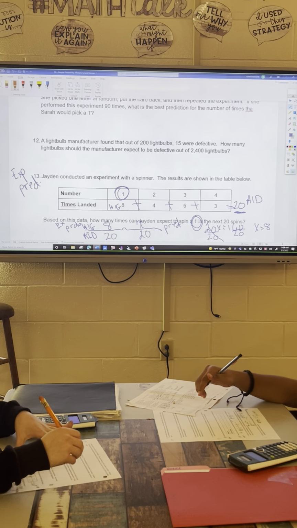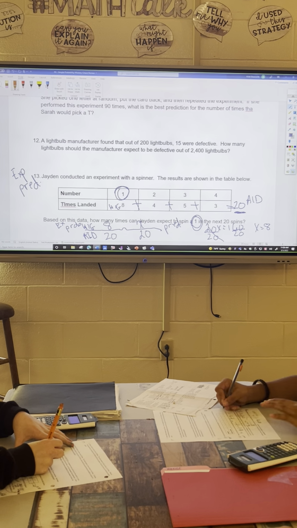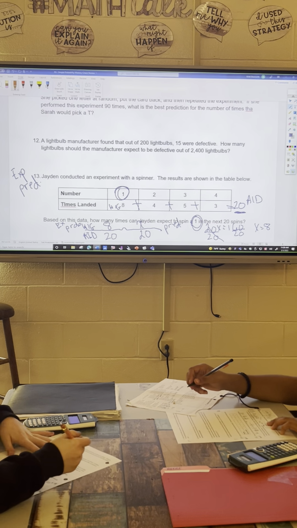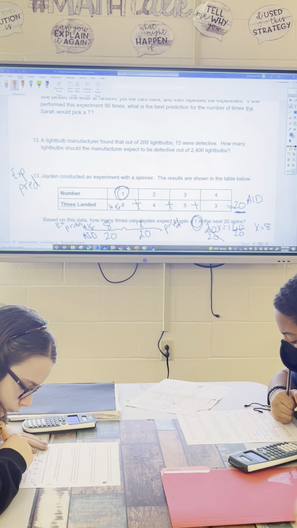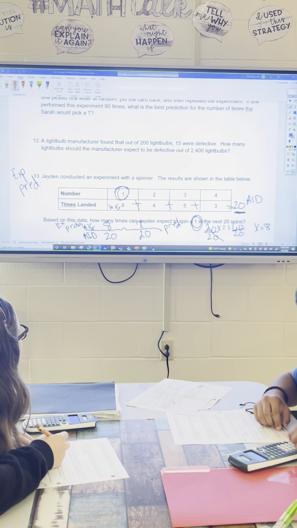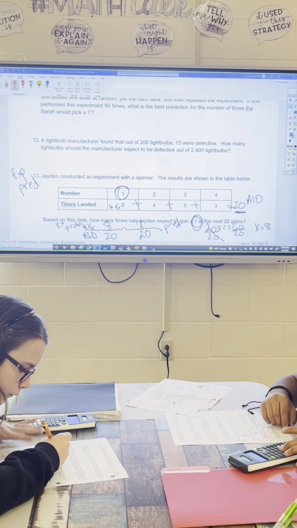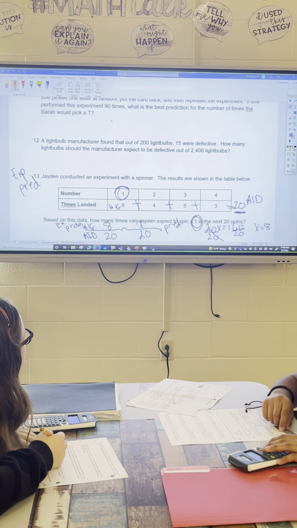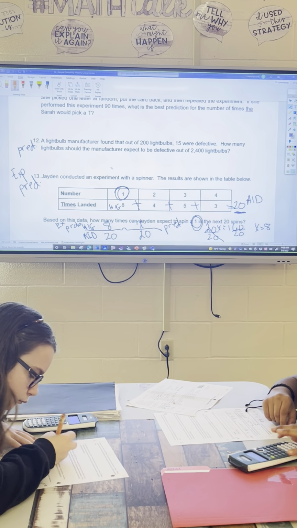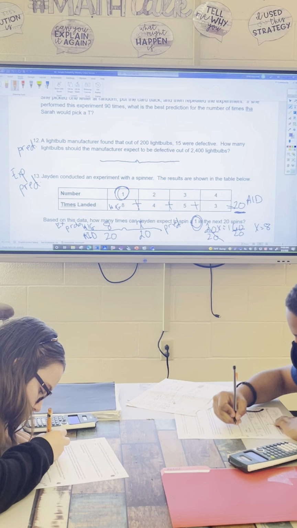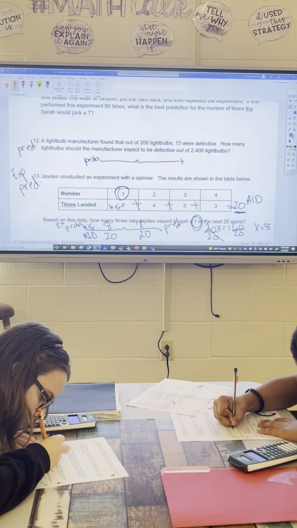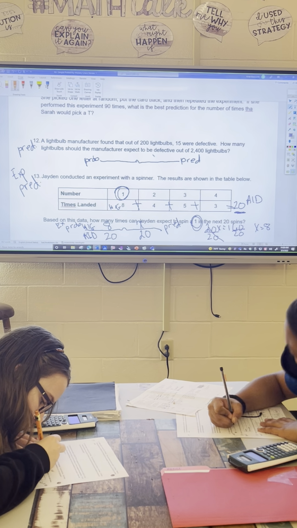Look at number 12. A light bulb manufacturer found that out of 200 light bulbs, 15 were defective. How many light bulbs should the manufacturer expect to be defective out of 2,400? What do you think? Are we doing a prediction? Yes, we're doing a prediction. So we can put a prediction right here. We know we're going to have a probability ratio and a prediction ratio with an X right there.